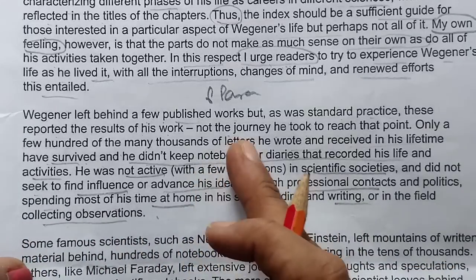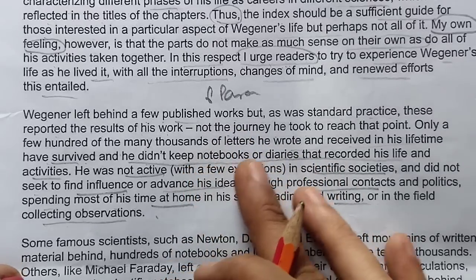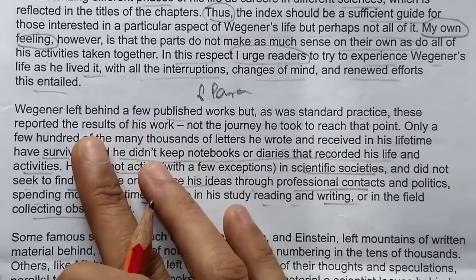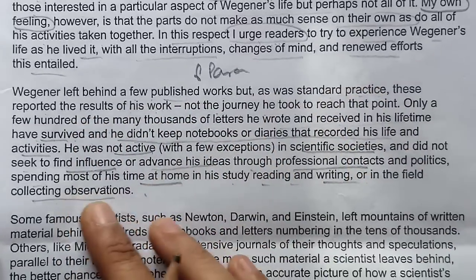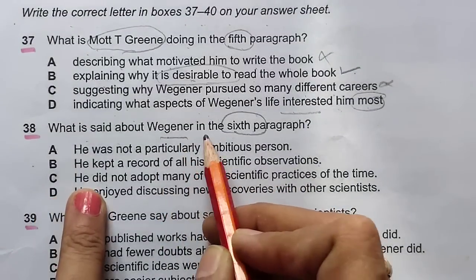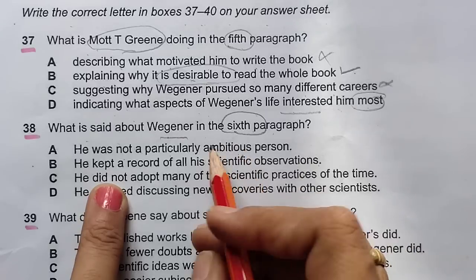So it means he was not taking too many notes. He was not writing so much and not keeping diaries or notebooks. He just reported the results, collecting observations only. So, okay, what is said about Wagner in the sixth paragraph? He was not a particularly ambitious person.